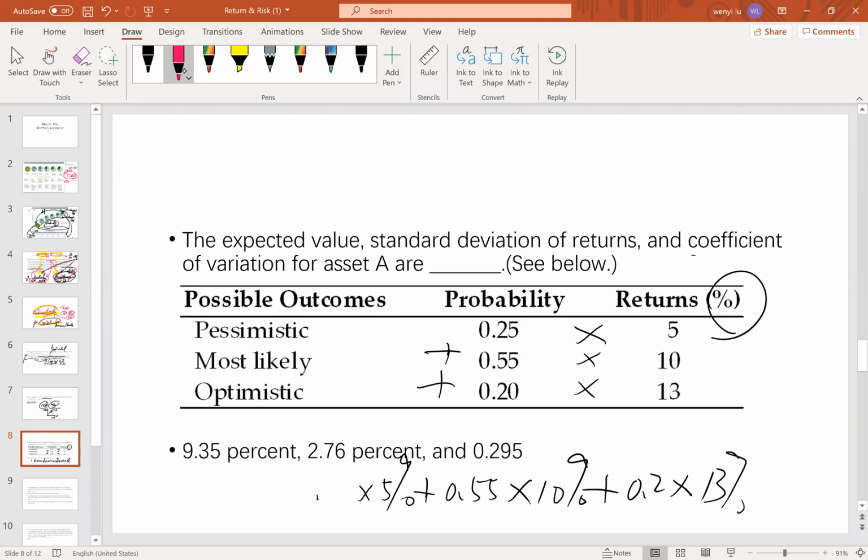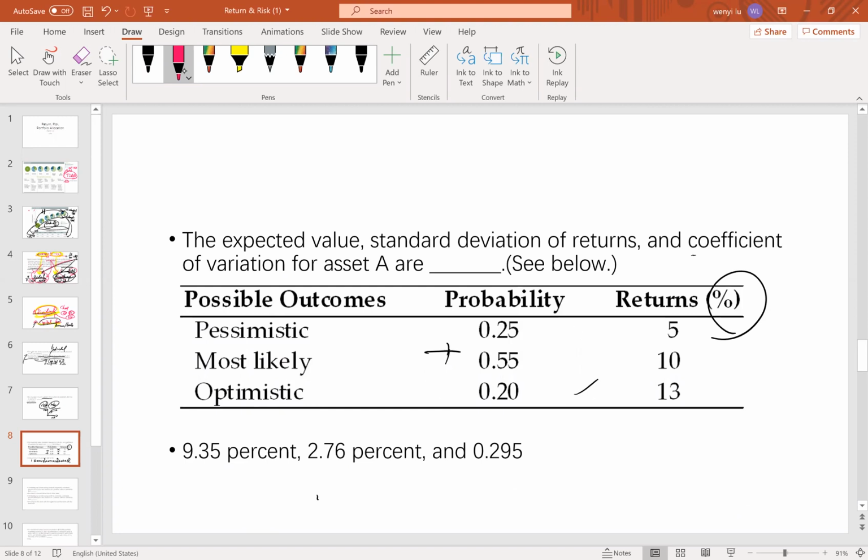Next one, we will solve what? We will solve the risk. We need to solve the standard deviation of what? Return. How to solve standard deviations? Let's solve this one together here. We need to do a difference. The difference means the return for each possible event minus what? Minus expected return.